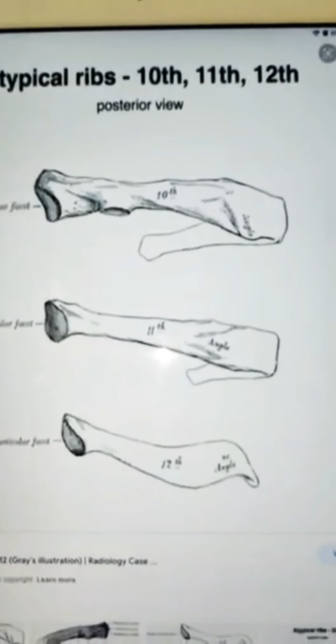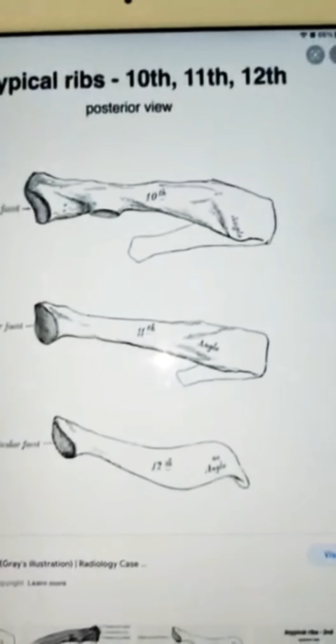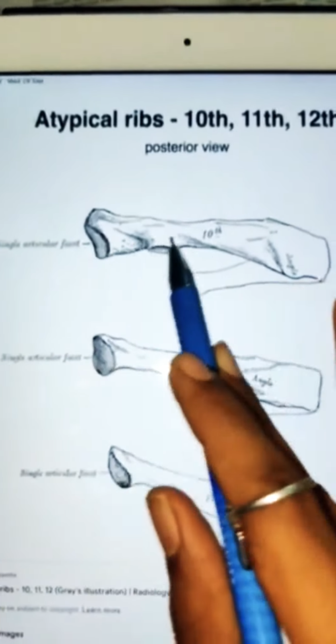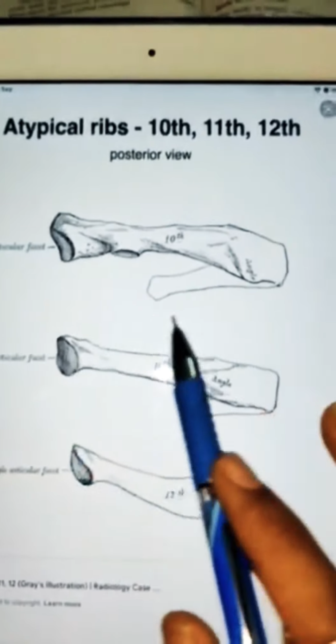Back to our channel. Now we are going to start with 10th, 11th and 12th rib. So mainly we are going to discuss about 12th rib, but before that we will also check out once what is shape of the 10th rib. So you can see this is the 10th rib.